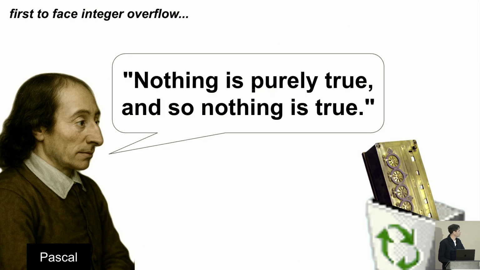But Pascal became very negative about his own work. He got a patent from the King of France. He started selling it, but he got a little bit depressed about it. And maybe it's because he was the first person to face integer overflow. And he wrote things like, nothing is purely true, and nothing is true. He threw away his machine.